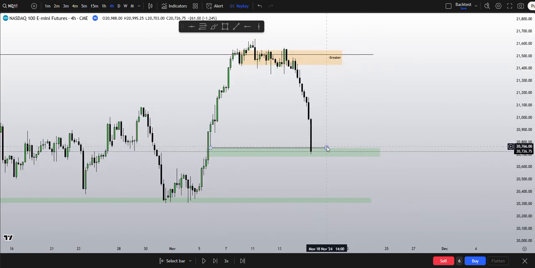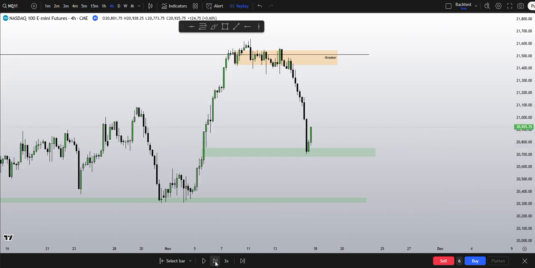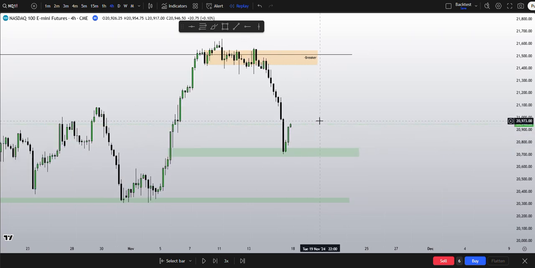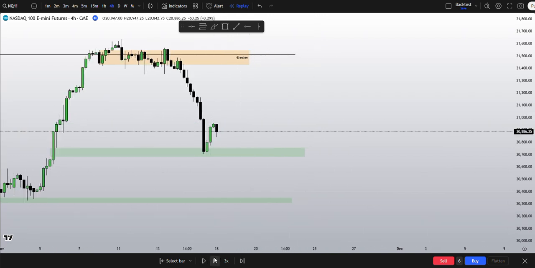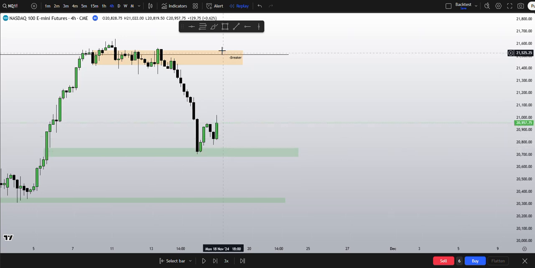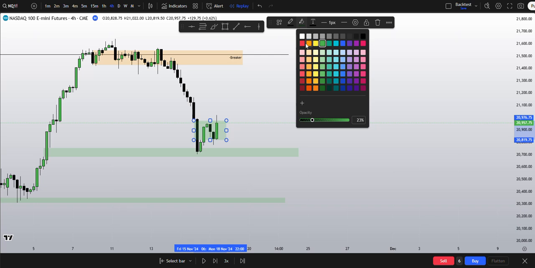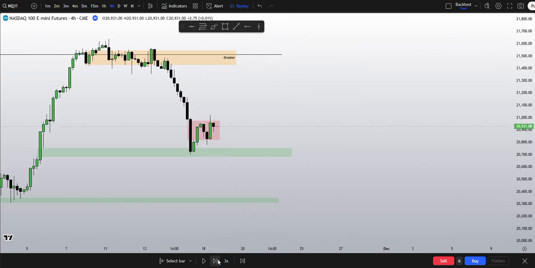I want to see how we react now to this. How do we react to this imbalance? Okay, we begin a slight reversal. Do we respect it? Opposing PD array right here. What occurs? So far, we've respected it. I will mark it out just to have some context and make it clear. Again, we're staying within it.